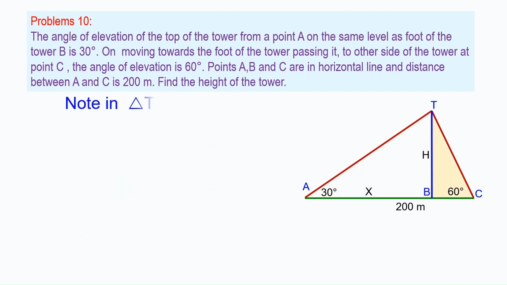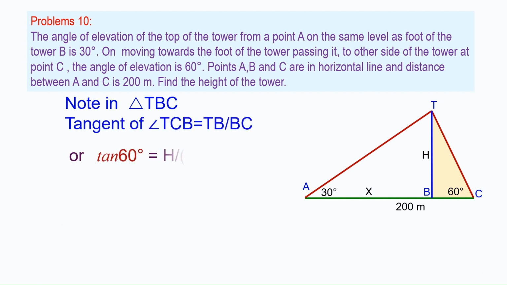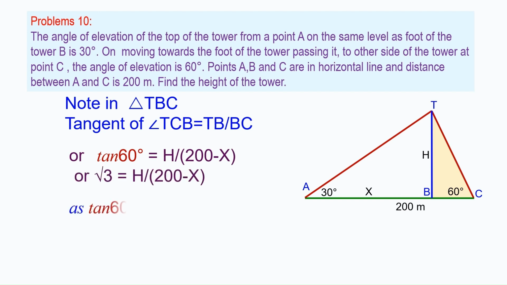Note in the triangle TBC, tangent of the angle TCB equals TB divided by BC, or tangent of 60 degrees equals h divided by (200 minus x), as tangent of 60 degrees equals under root 3. So we have h equals under root 3 times (200 minus x).